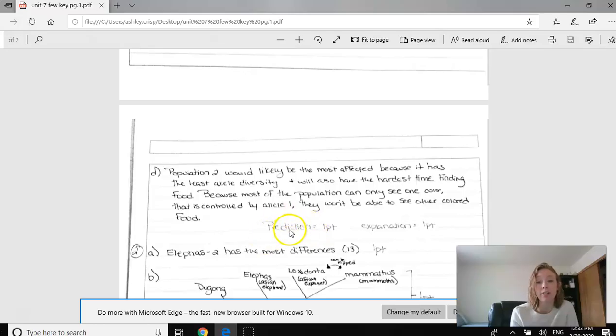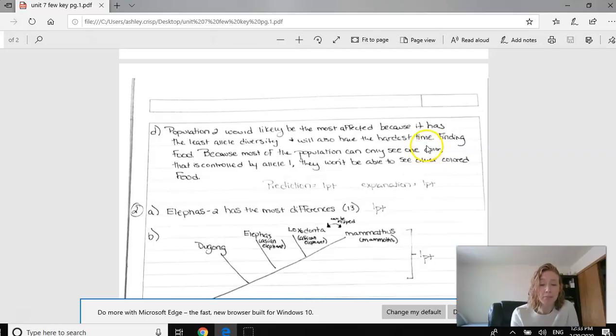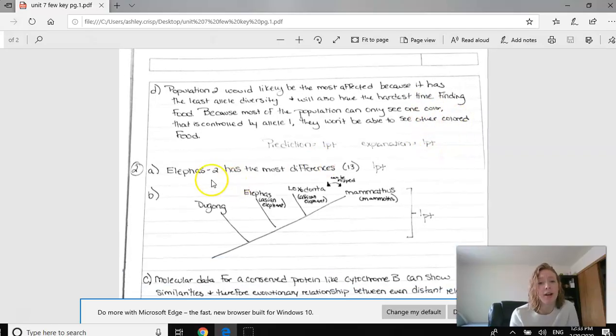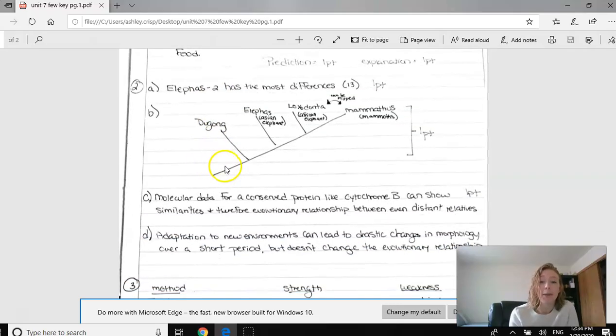If you had the right prediction, that got you a point, and then the explanation of that got you a point. Now, for the other question, you should have said that the LFS2 had the most amount of differences. If you count up the letters, there are 13 letter differences between that and the reference animal. So if you said that, then you got a point. Keep in mind, I didn't mark down if you didn't write a complete sentence, but AP wants you to write in complete sentences. For part B, some of you had some crazy cladograms.